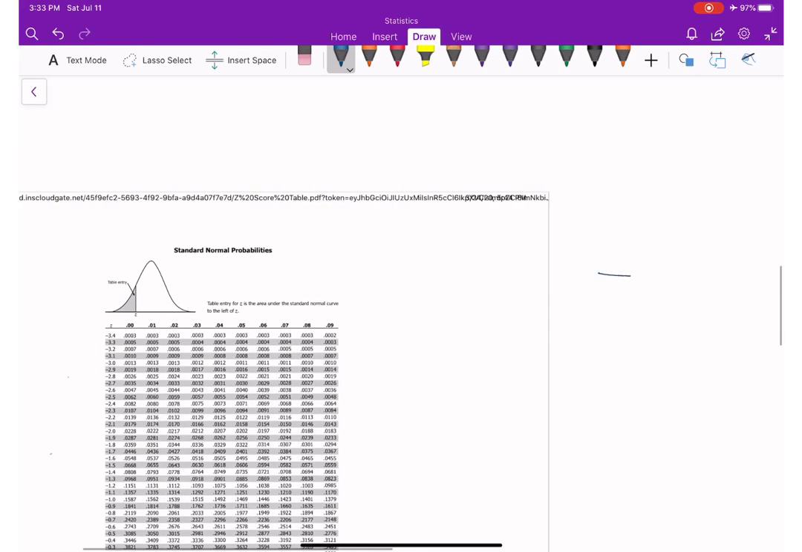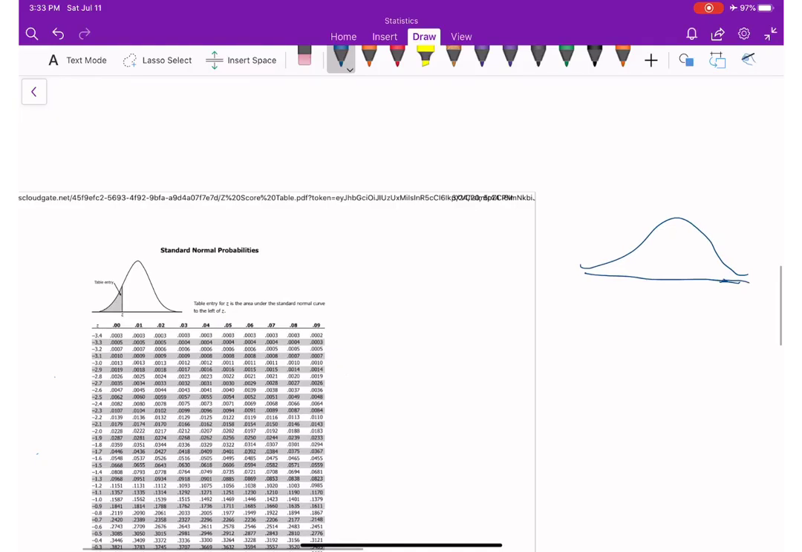Okay, let's say this is my normal distribution. Use your imagination. It's supposed to be bell-shaped. So if it's bell-shaped, it's symmetric, which is going to be 50% on both sides. So this area is going to be from 0% through 50%. This area is going to be from 50% through 100%.